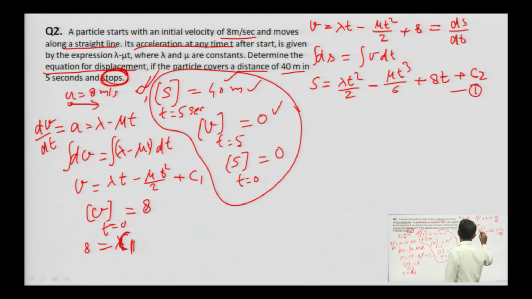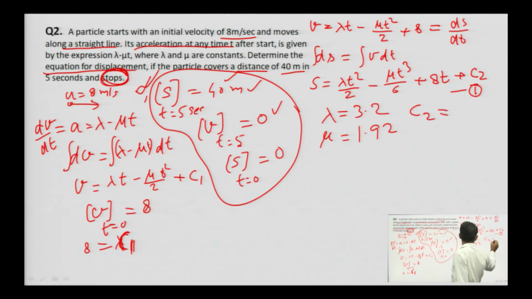So, lambda, mu and C 2 can be known, and by solving you will get the value of lambda as 3.2, the value of mu as 1.92, and the value of C 2 will be 0 here. So, the equation is known to you. Determine the equation for the displacement. So, this was the procedure.